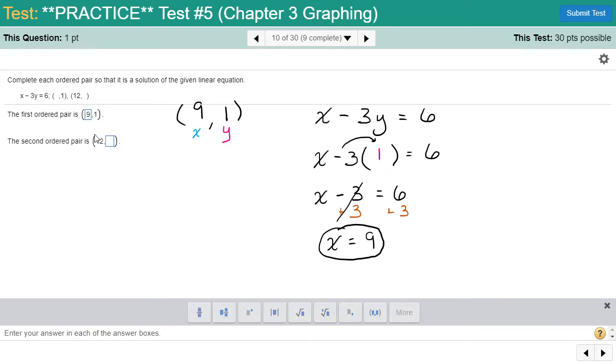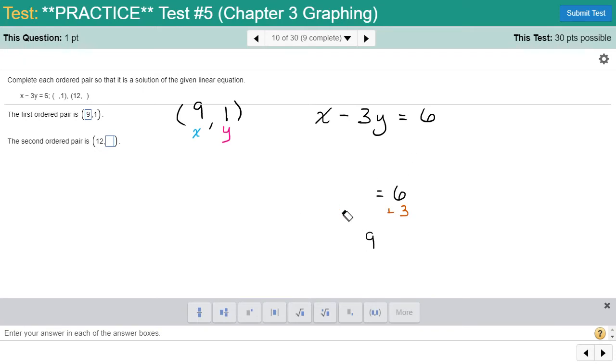So we've just completed the first ordered pair, and we're ready to take a look at the second ordered pair. So let's go ahead and create some room here. So I'm going to go ahead and get rid of some of this work. So we will erase, erase, erase, erase, and see what we have. Alrighty. So looking at the second ordered pair, we have been given the ordered pair 12, comma, blank.